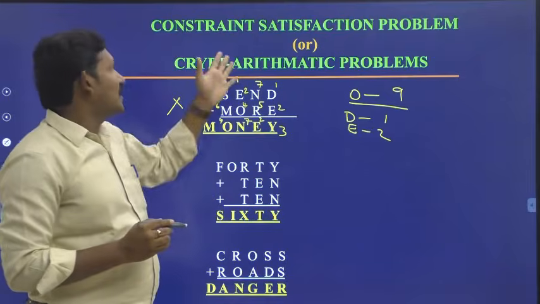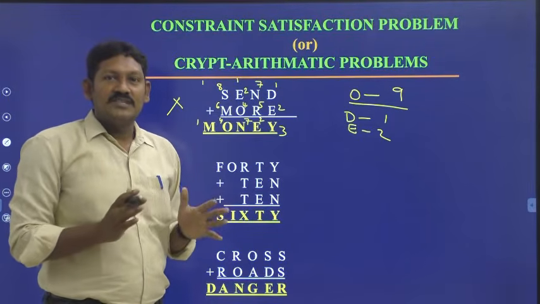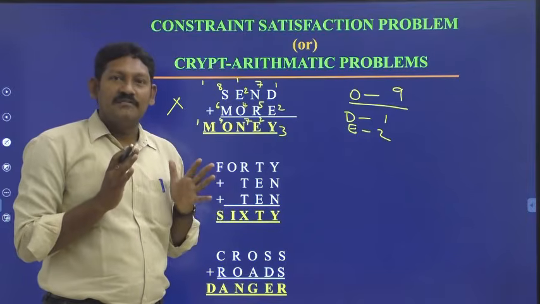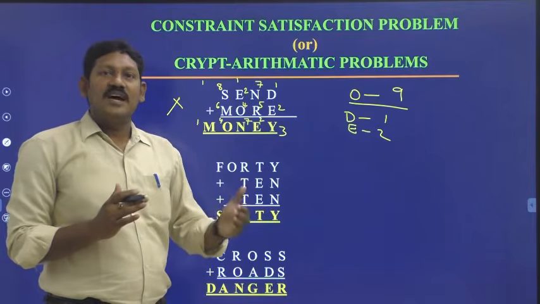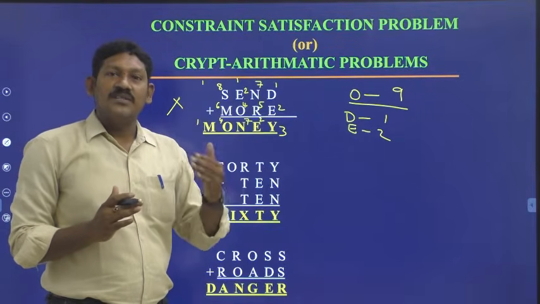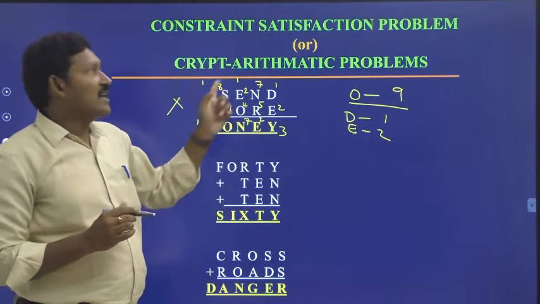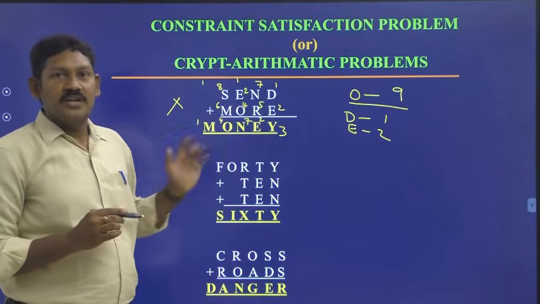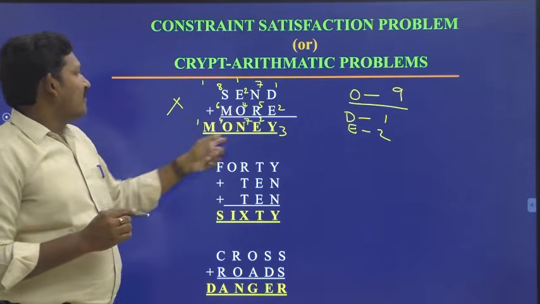So this is what Crypt Arithmetic or constraint satisfaction is all about. Constraint satisfaction is nothing but we will be given some set of constraints or conditions. We should identify the solution such that it satisfies all the constraints. These problems can also be called as Crypt Arithmetic problems. So here our assumption is wrong.